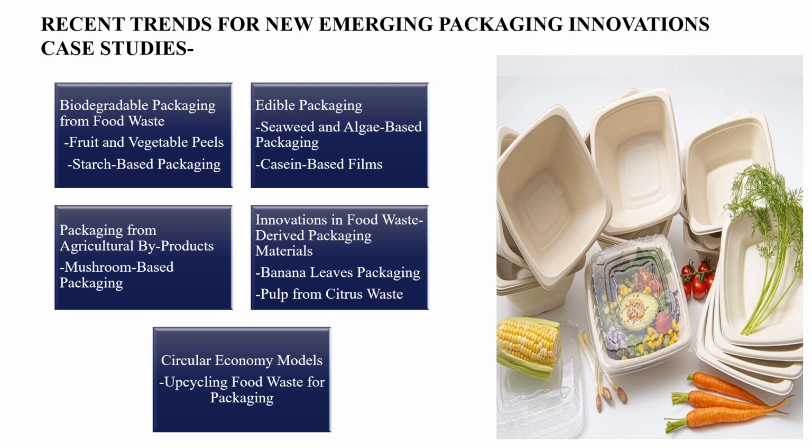This is another innovation in which citrus pulp, a byproduct of juice production, can be transformed into packaging material. And the next is circular economy models, upcycling food waste for packaging. So all of these food wastes are being effectively utilized to make packaging materials which are eco-friendly, easily degradable, and sustainable for the environment.